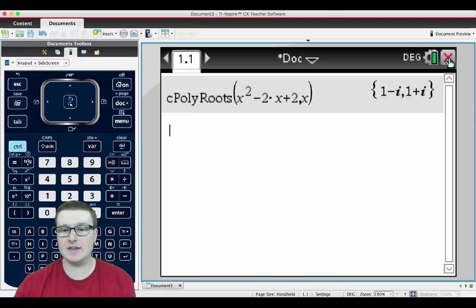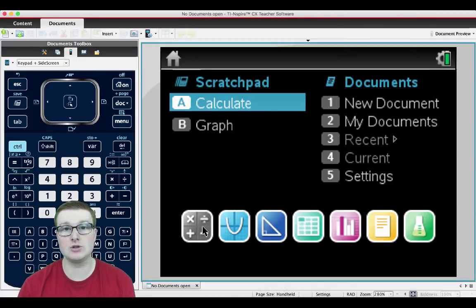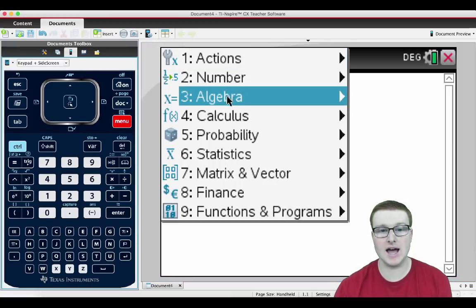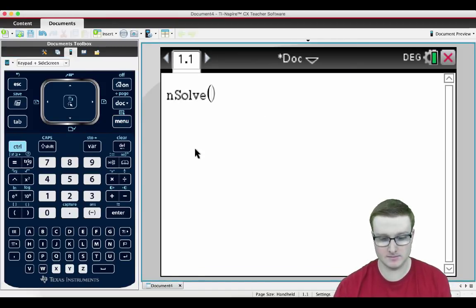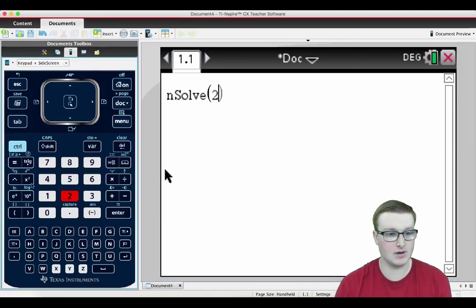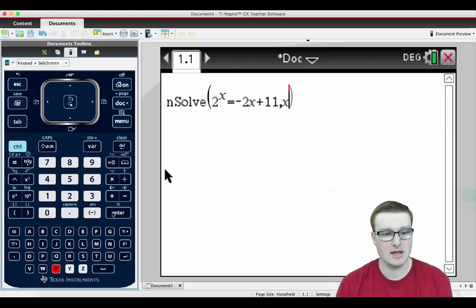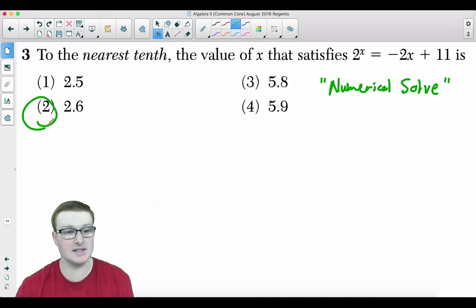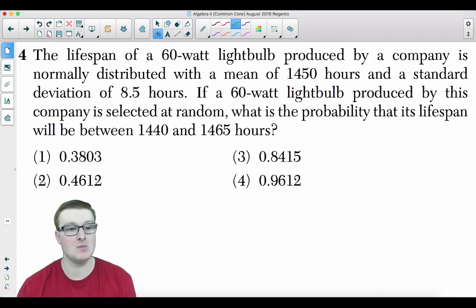But if you go to graphing calculator, go to the calculator page, click on menu, go to algebra, then click on numerical solve, and just type it in. 2 raised to the x equals negative 2x plus 11, comma x. Your answer is 2.55, which is 2.6 when you round it off. 2.6 is the answer. Done with that question. Moving on to number 4.